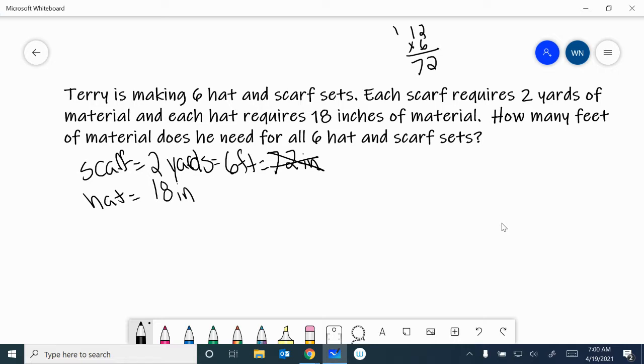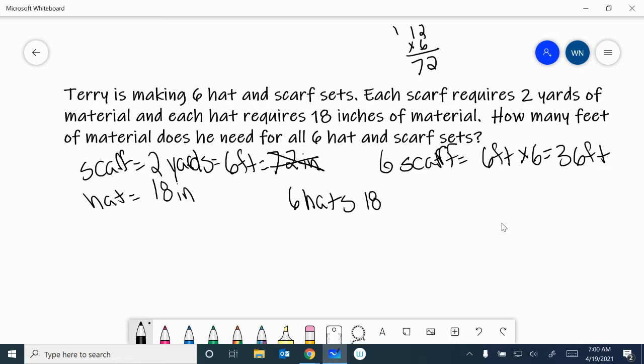So for 6 scarves, I want to figure out what 6 feet times 6 is. And we know that 6 times 6 is 36. So that's going to give me 36 feet. Now for the 6 hats, I need 18 inches times 6. Let's go ahead over here and multiply that out. 18 times 6. 6 times 8 is 48. 6, 7, 8, 9, 10. That's 108 inches.